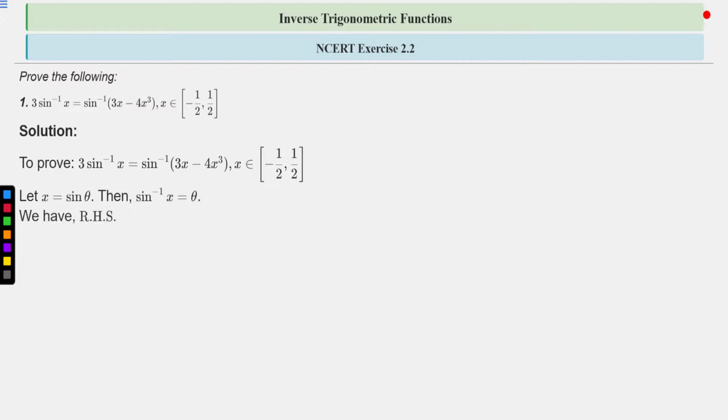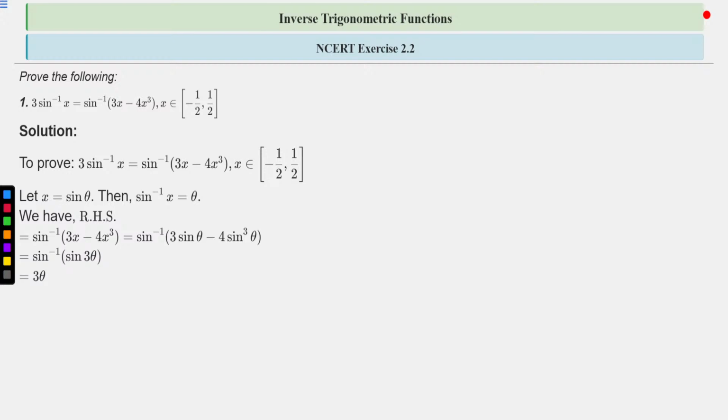Got it? Now we have in the RHS sine inverse of 3x minus 4x cube, right? So by putting the value of x in the RHS, you will get sine inverse of 3 sine theta minus 4 sine cube theta. So we know that the identity sine 3 theta is basically 3 sine theta minus 4 sine cube theta. Got it? Therefore, we will write sine inverse sine 3 theta.